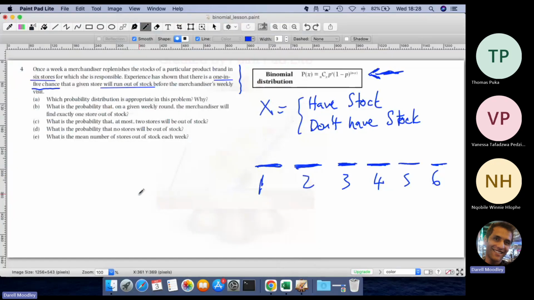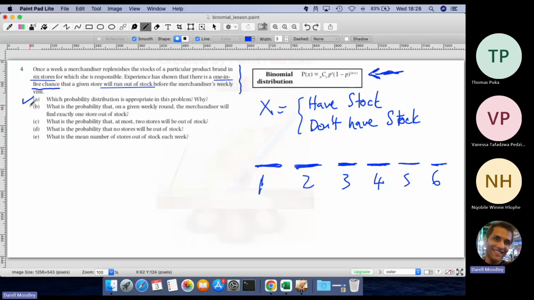Now that you know it's a binomial distribution, and we stated why: there are 2 possible outcomes which are the opposite of each other, and there's a fixed number of trials. Those 2 reasons justify using a binomial distribution. So that's your question A answered, because it'll be a binomial distribution for those 2 reasons.